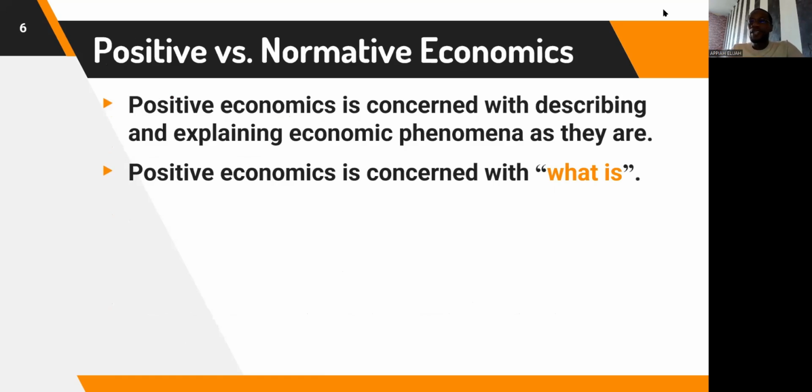So when it comes to the scope of economics in general, there are two kinds of statements that we need to consider. We have positive economic statements and normative economic statements, right? Positive economics is describing and explaining economic phenomena the way that they are, okay? So there is no value judgment, no subjectivity, no opinions. You are just describing the economic situation the way it is. And so we normally summarize it as: positive economics is concerned with what is, all right?